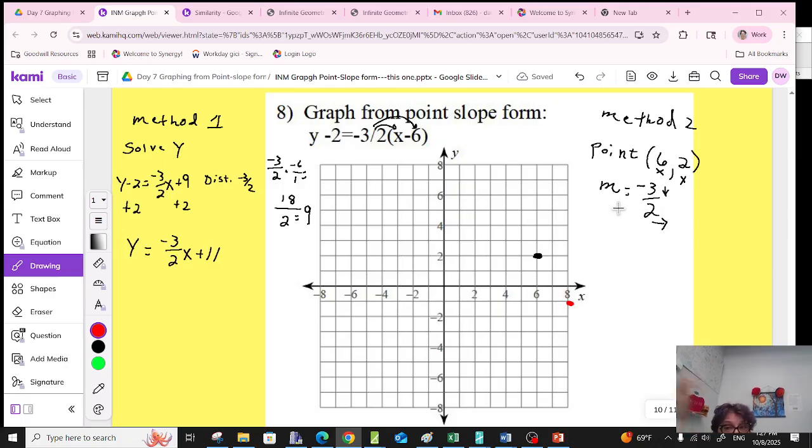So return them. To get the other side of the graph, you do the opposite. If it's negative going down, I'm going to make this positive and go up. If this is positive going to the right, I'm going to go the other way. So I go back to this point and I go 1, 2, 3, 1, 2. See how it falls right in line? 1, 2, 3, 1, 2. And now I can draw my line.